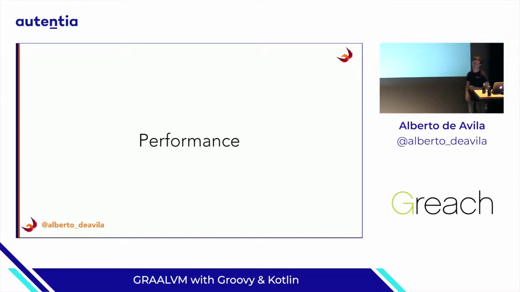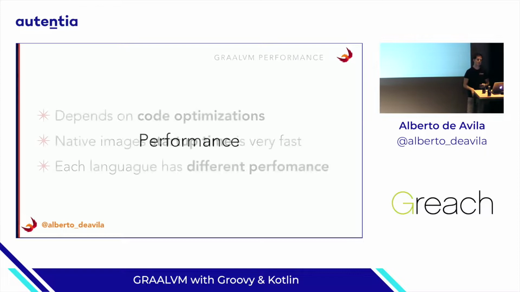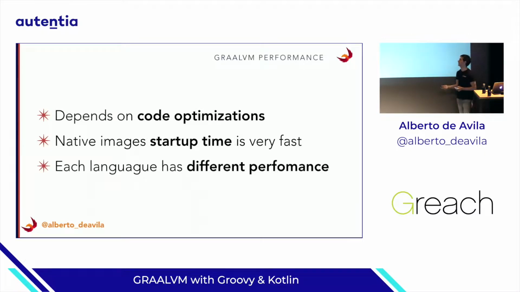Let's talk about performance, one of the other common topics in GraalVM. It depends on two things: code optimizations, because of the new compiler, and the use of native images. As I said before, native images have a very, very fast startup. For example, a little application can start up in, I don't know, 30 milliseconds or something like that. But be careful, because each language has different performance. Let's see.